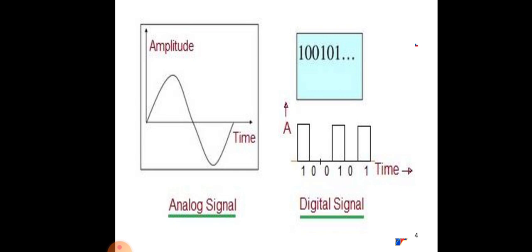So for the logic level 1 we have a square wave, but for logic level 0 there is no signal. It means it gives 0 for the 0 signal. So likewise you can plot any data on the graph for the digital signal.